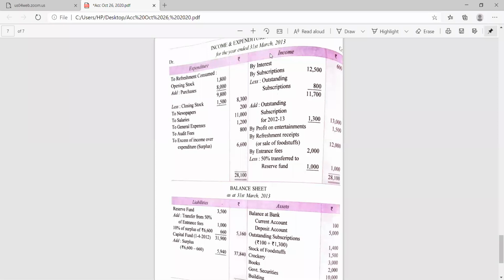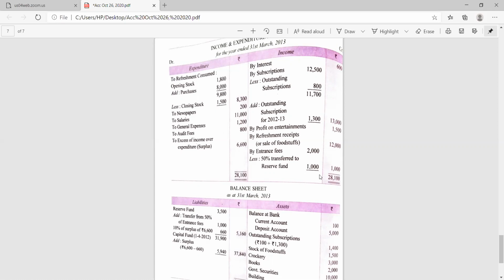As nothing is given about the interest, only 600, it is to be shown over here. If we talk about the subscription, the opening and closing outstanding subscription is given to us. So closing outstanding subscription is to be added, while the opening outstanding subscription will be deducted over here. After that, the profit on entertainment, refreshment receipts, and entrance fees: 50% of the entrance fees amount is to be transferred to the reserve fund. So 50% is to be deducted over here and transferred to the reserve fund, and the rest 50% is to be credited in the income and expenditure account.